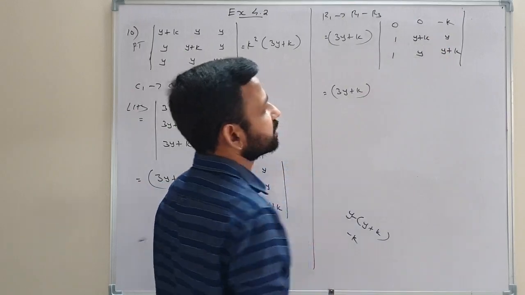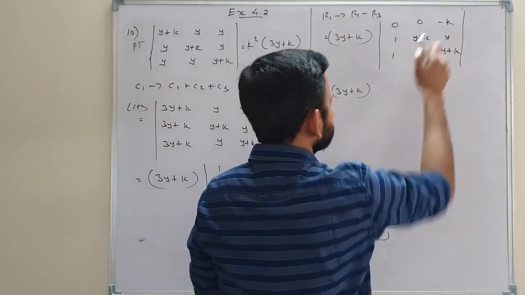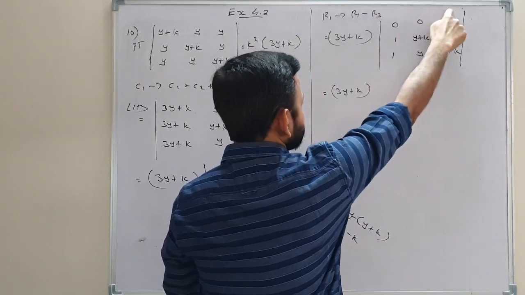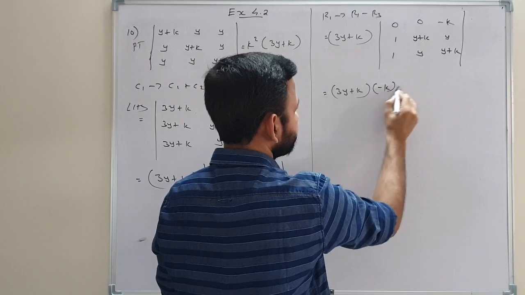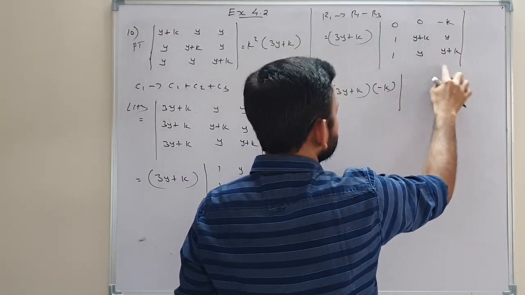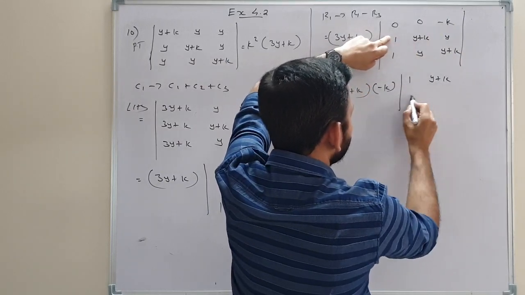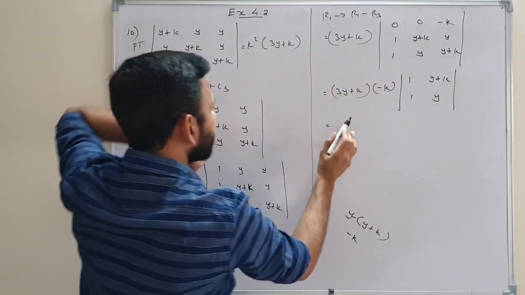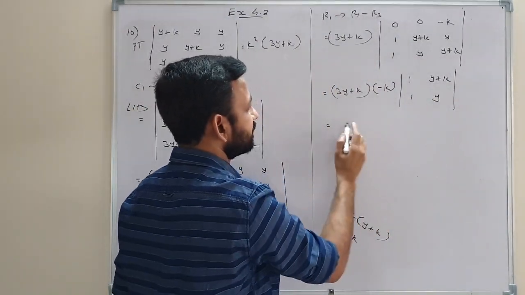Now we have two zeros there, so we can reduce it into 2 by 2. Minus k, positive, negative, positive. So minus k, no need to change that sign. So minus k into determinant. Deleting corresponding row and corresponding column. Then the remaining elements 1 y plus k, 1 y. Now we can find the value of that determinant.